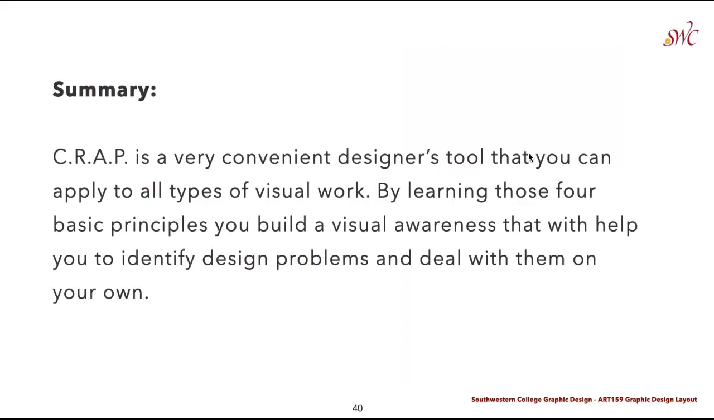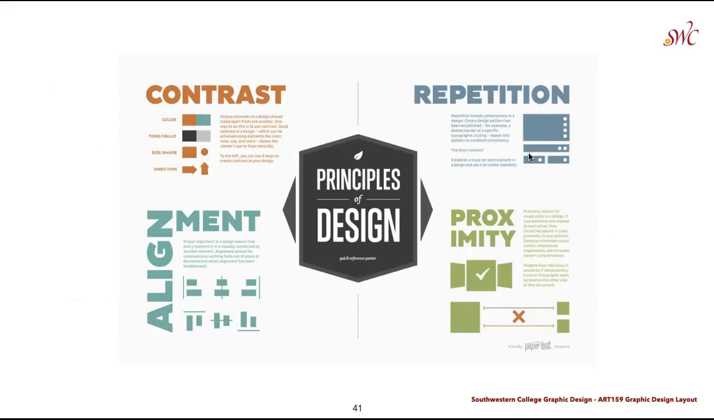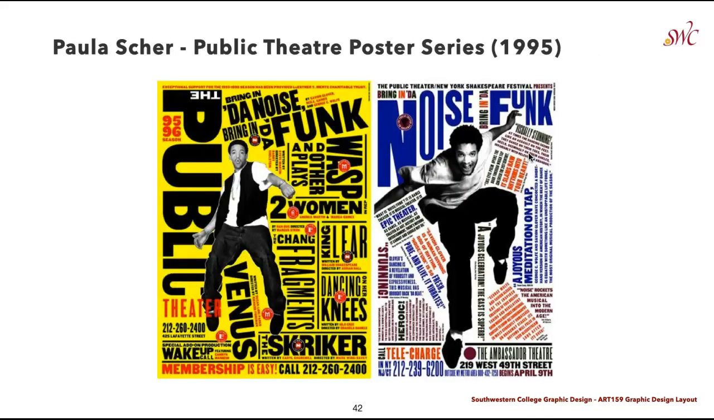So in summary, we have our 4 basic design principles of C.R.A.P. Contrast, repetition, alignment, and proximity. This is a very convenient designer's tool that you can apply to all types of visual work. And by learning these 4 basic principles, you can build some sort of visual awareness that will help you identify design problems and deal with them on your own. These are some different examples of contrast, repetition, alignment, and proximity, and how these are being used within design, and can be helpful to refer back to as you are working on your future projects within the course.